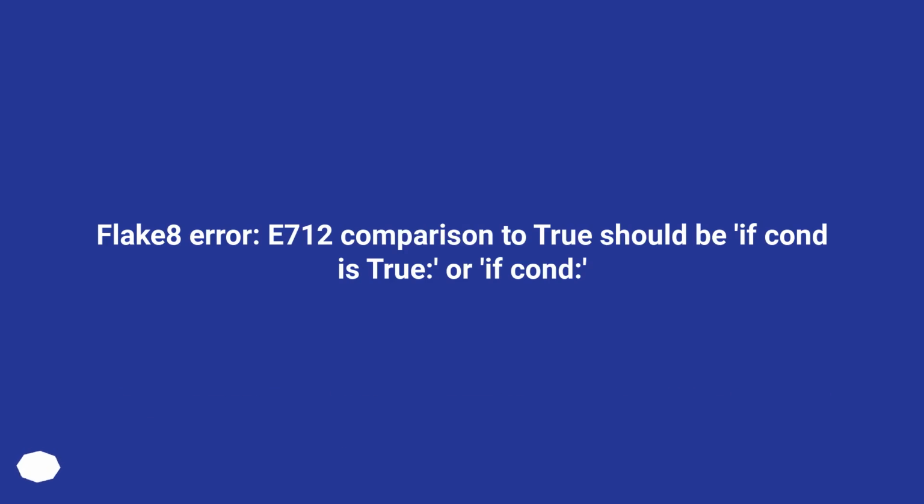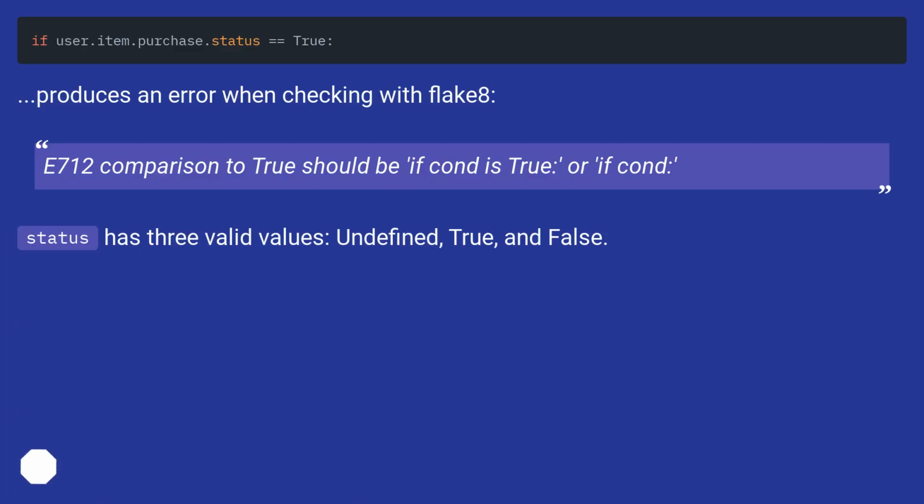Flake8 error E712: comparison to True should be 'if cond is True:' or 'if cond:'. This produces an error when checking with Flake8. E712: comparison to True should be 'if cond is True:' or 'if cond:'. Status has three valid values: undefined, true, and false.